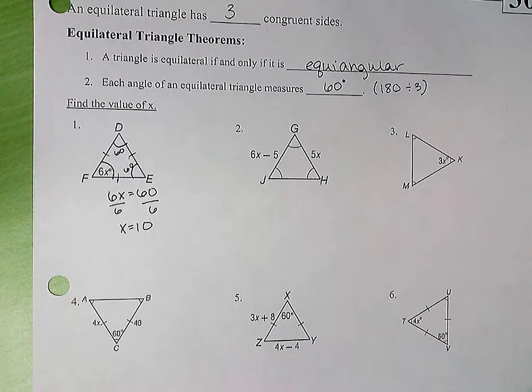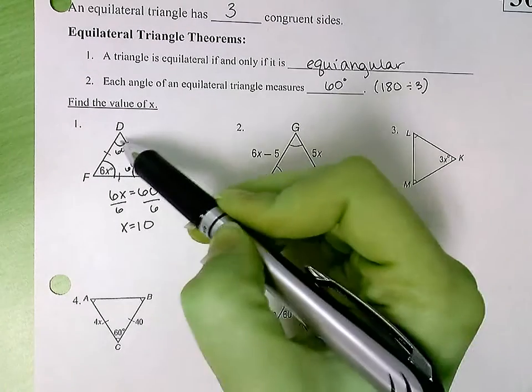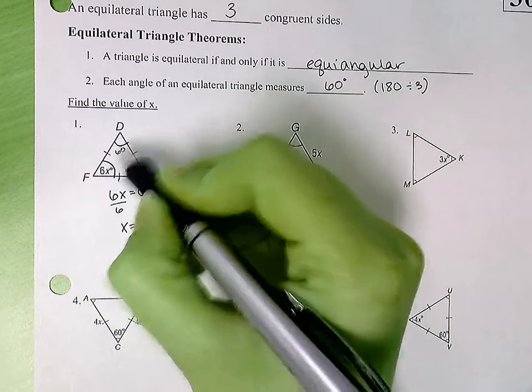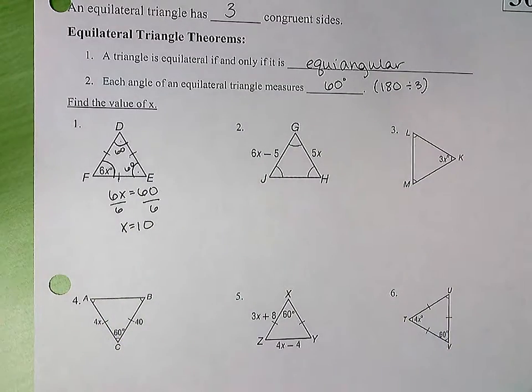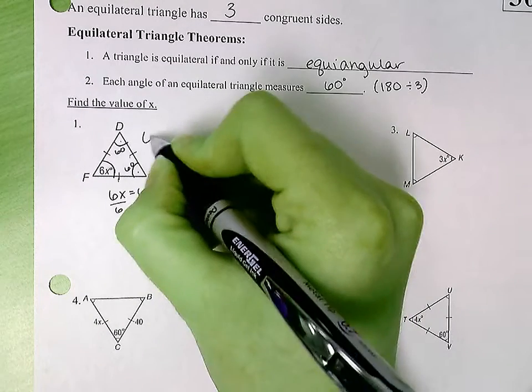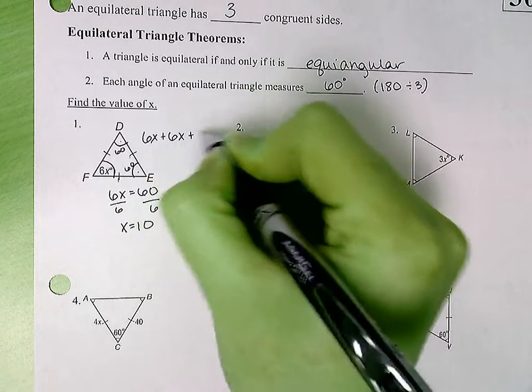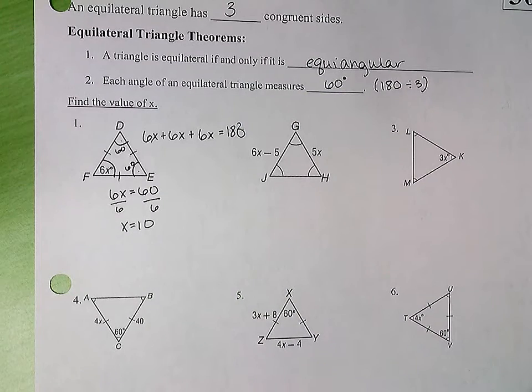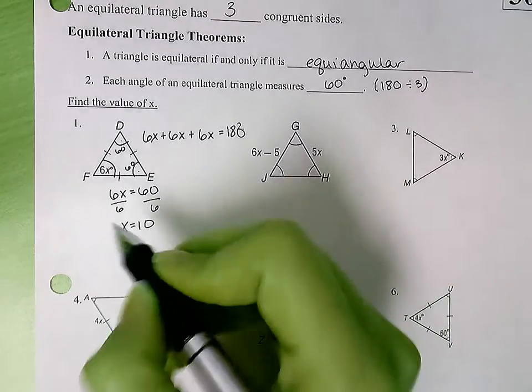Now, if you didn't remember that all 3 of your angles are 60 degrees, you could label all 3 as 6x, okay? Then, all 3 of those angles have to add to be 180. So you could also say 6x plus 6x plus 6x equals 180. Okay, so that's a different way to think about it if you don't remember that all of your angles have to be 60 in an equilateral triangle. And you should still get x is 10.